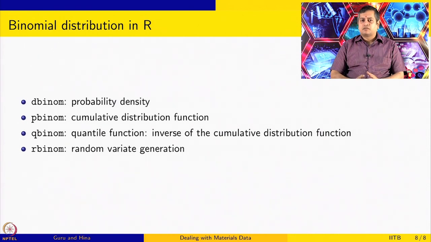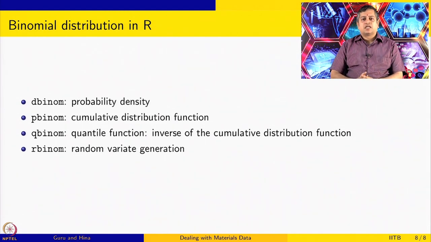We have seen some of these commands earlier. rnorm, for example, we used to get random variates from a normal distribution. rlnorm we used to get random variates from a log normal distribution. So we have seen some of these commands earlier. So it is for binomial: you have dbinom, pbinom, qbinom, and rbinom, and similarly for other distributions, you will have this dpqr along with the distribution. So, that is how these commands work.